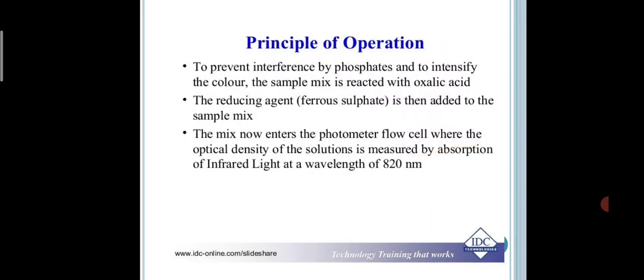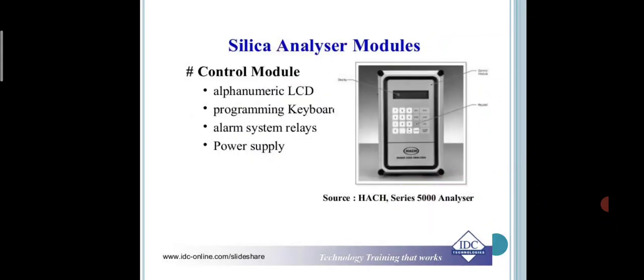To prevent interference by phosphates and to intensify the color, the sample mix reacts with oxalic acid. The reducing agent is then added to the sample mix. The mix now enters the photometer flow cell where the optical density of the solution is measured by absorption of infrared light at a wavelength of 820 nanometers.